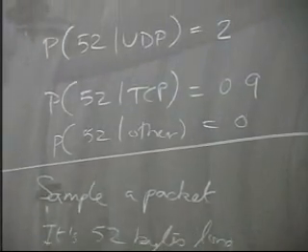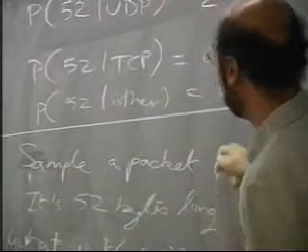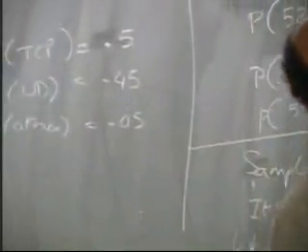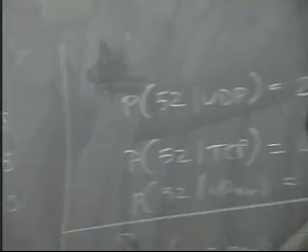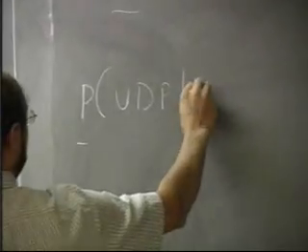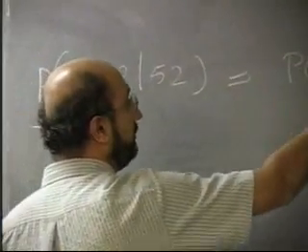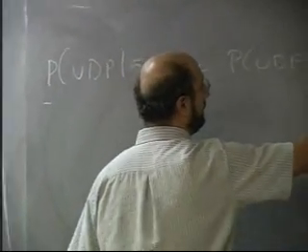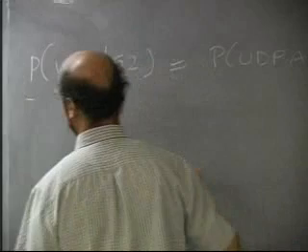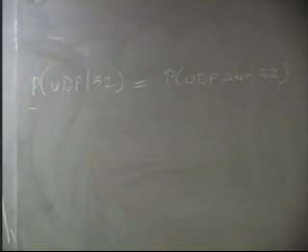So what we need for this computation over here is this. Let's just go back to the formula over here. So the probability that it's UDP given 52 is nothing more than the probability of UDP and 52. That's P(F). Sorry, other way around.